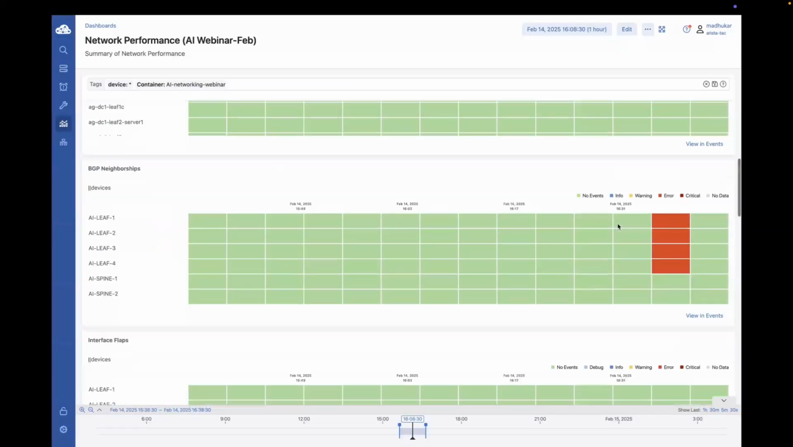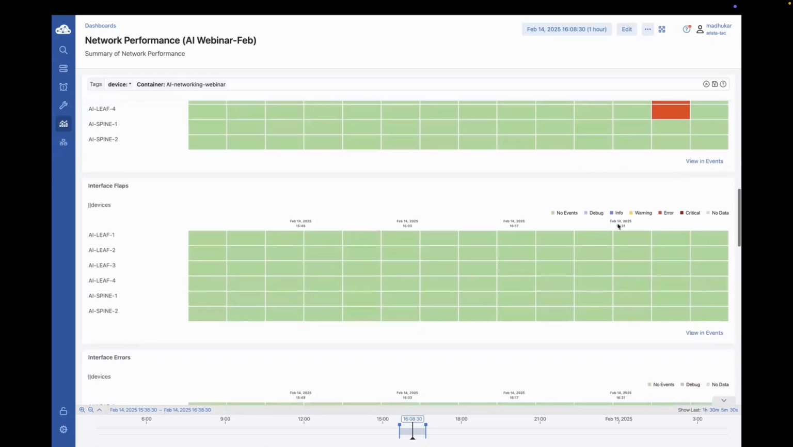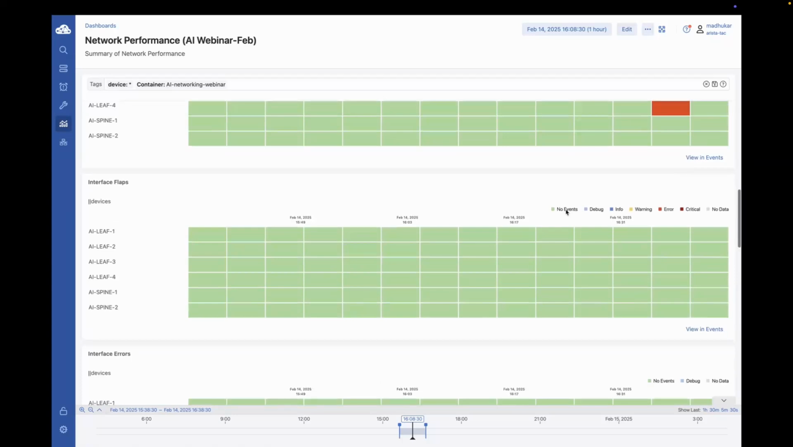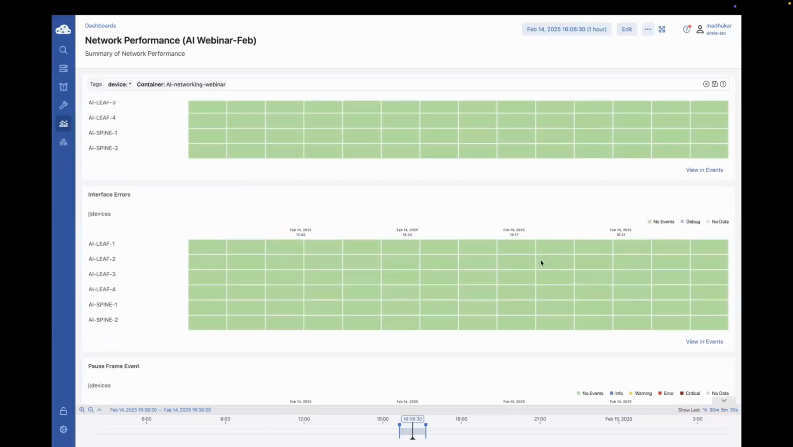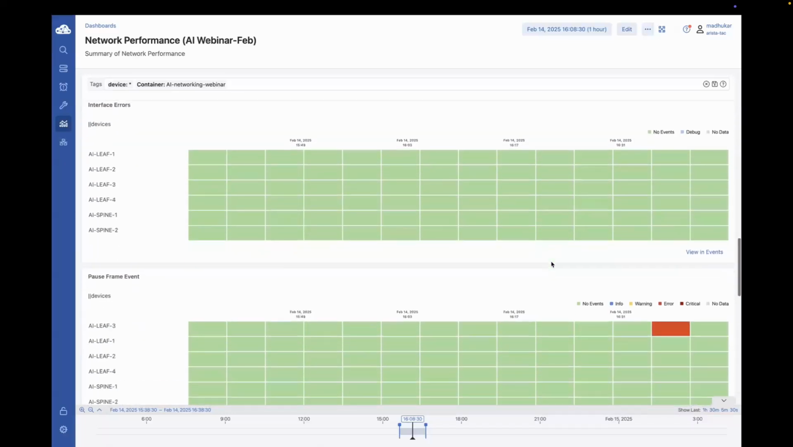So for that, we are again going to move on to the same custom dashboard that's built on CloudVision. And we're going to check for the other events that took place on the leaf and spine devices. Now, checking for the events for the interface flaps in particular, we see that it is all green. So that means the link stability has been there between all the leaf and spine devices, and we didn't see any interface flap happening on any of the leaf and spine devices. Further checking for the interface errors, we see that the interface errors on the leaf and spines were also not there during the time of the issue.